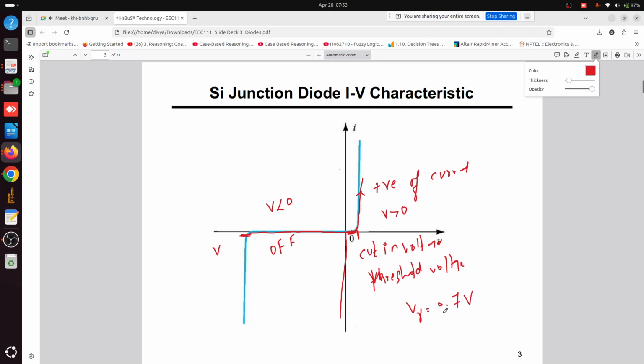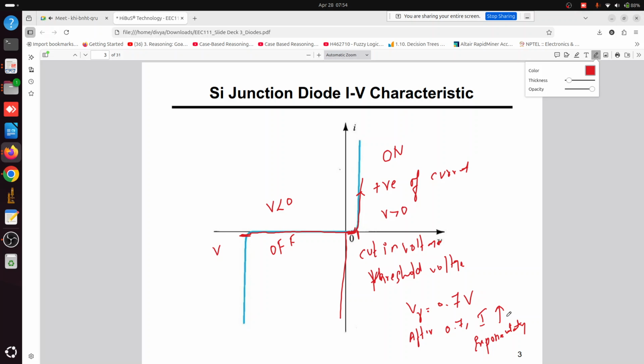After 0.7 volts, what is going to happen? Current is going to shoot up exponentially, so it's increasing very rapidly. Here the diode is on. You remember, after 0.7, current increases exponentially. This one is a bit important. In that case, the diode is going to be on.